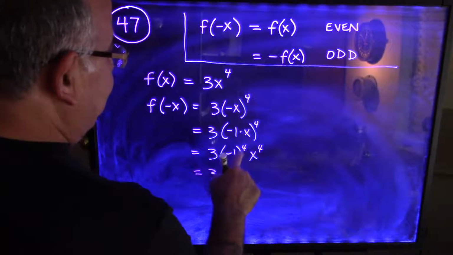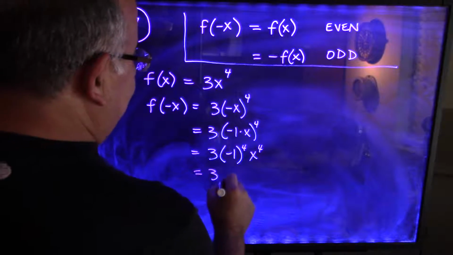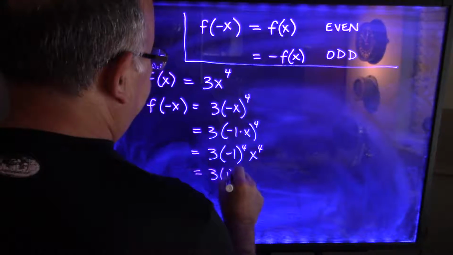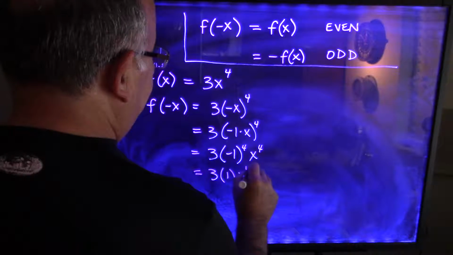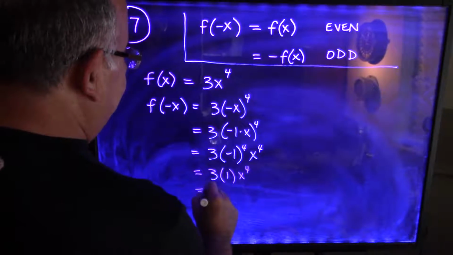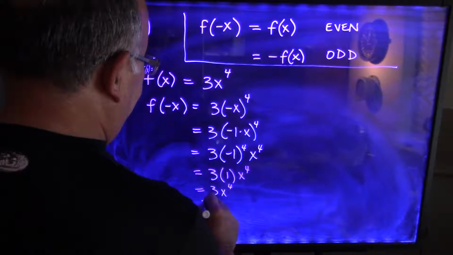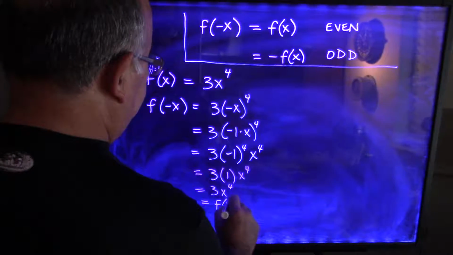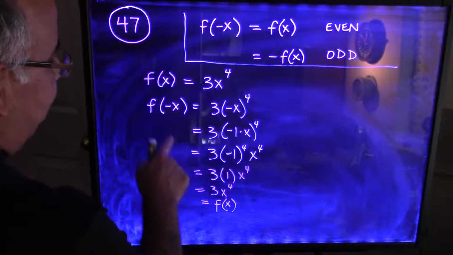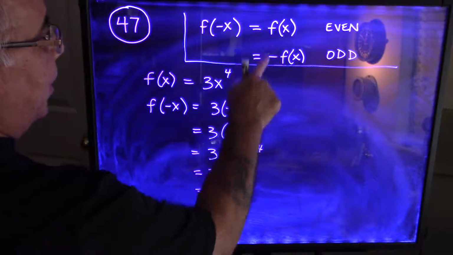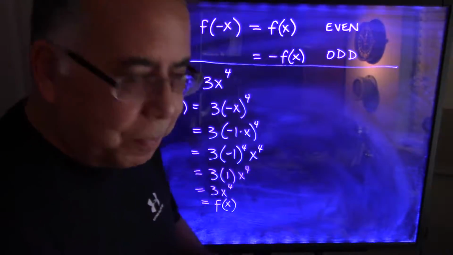So 3, and then negative 1 to any even power is positive 1. And then x to the fourth. 3 times 1 is 3, so that's just 3 x to the fourth, which is the same as f of x. So f of negative x equals f of x, which means it's even. Alright, even.